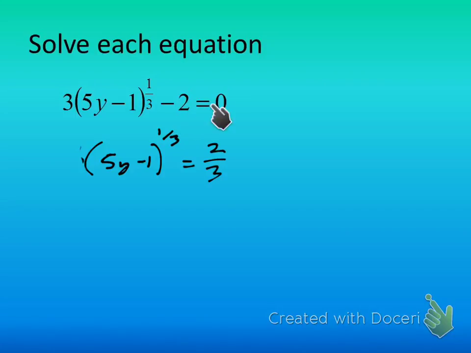Alright, nice. Add 2, divide by 3. Okay, everybody good? Wait, why do you get 2 thirds? Add 2. Oh, you have to divide by 3. It equals 2. Got it. We're good now.